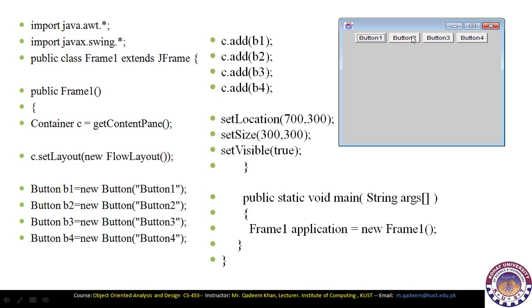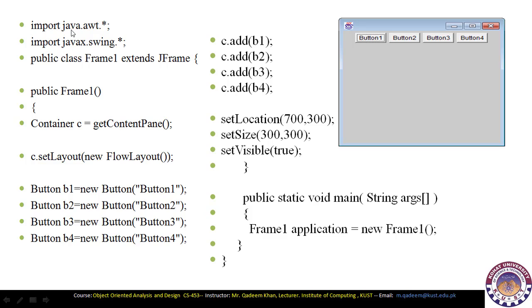In Java you can see there are 4 different buttons. If I decrease the size of the window, then this button will come down. And if I increase it, they will arrange in this first row. So in this layout manager, this is the free fall layout.